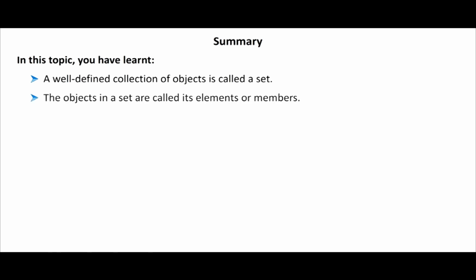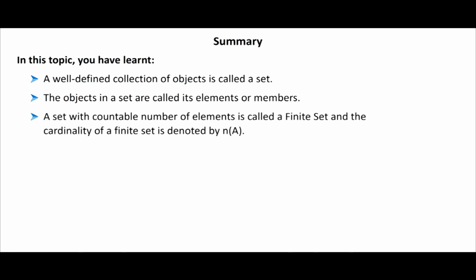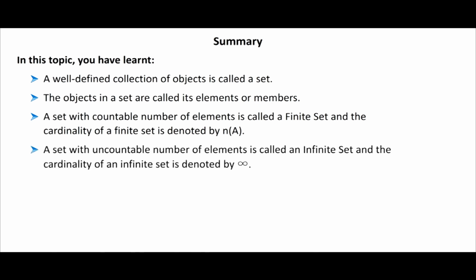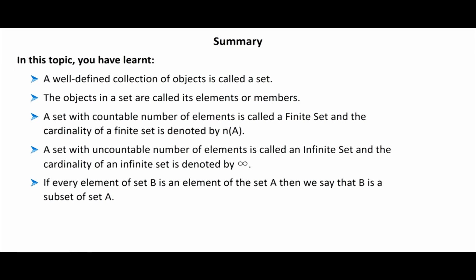In this topic, you have learnt that a well-defined collection of objects is called a set. The objects in a set are called its elements or members. A set with a countable number of elements is called a finite set, and the cardinality of a finite set is denoted by n of A. A set with an uncountable number of elements is called an infinite set, and the cardinality of an infinite set is denoted by infinity. If every element of set B is an element of the set A, then we say that B is a subset of set A.